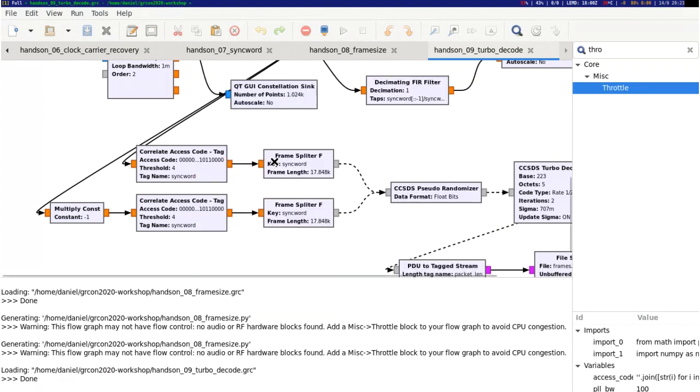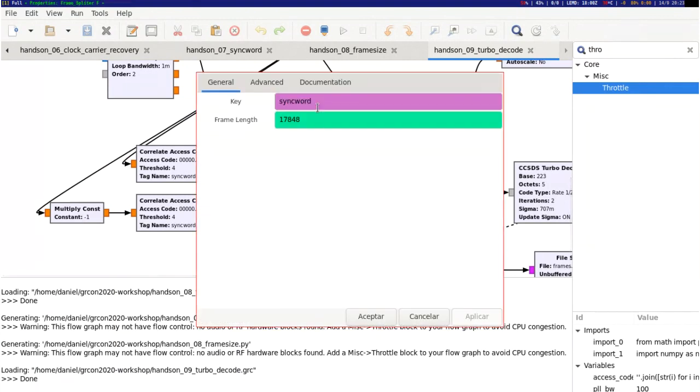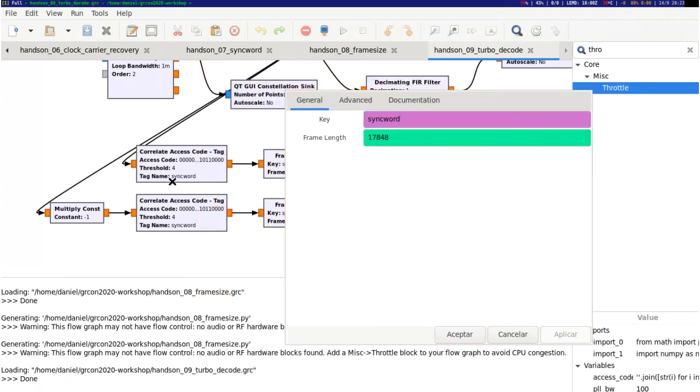So there are the frame splitter blocks in GR DSLWP. The F is because floating point here. 2 parameters are important. The name of the tag we want to use as a sync word. Here we are using sync word, but this needs to match the tag name here. And the frame length. This is the frame length we just found, which matches the frame length on the CCSDS table.